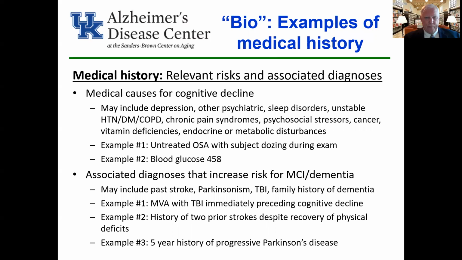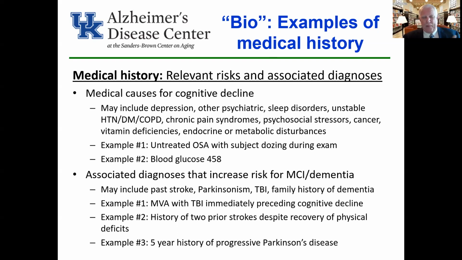So let's move through these. Medical history, we're really looking at relevant risks and associated diagnoses. So medical causes for cognitive decline. Does the subject suffer from depression? Is that depression in the setting of Alzheimer's or another degenerative process, or is depression primary? Are there other psychiatric disturbances, sleep disorders, unstable chronic health conditions, chronic pain syndromes, psychosocial stressors, cancer that's active, vitamin deficiencies, endocrine or metabolic disturbances?